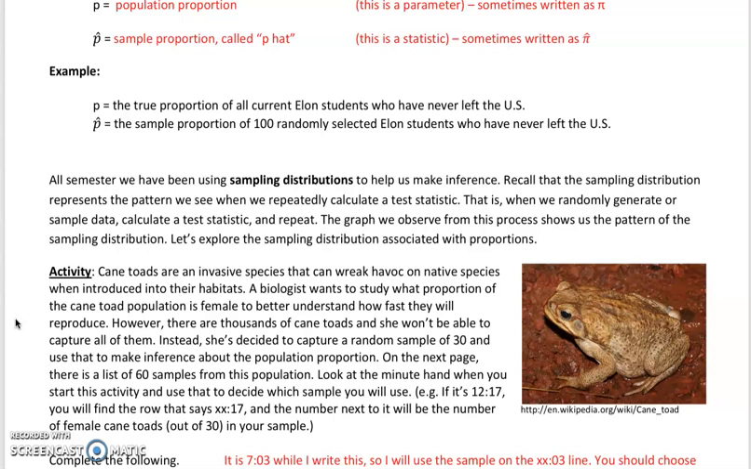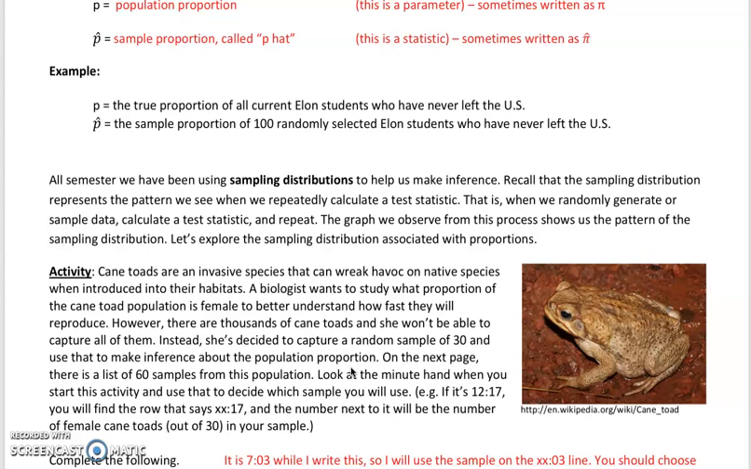So the way that we're going to do this is on the next page, I've got a list of 60 different samples that I've taken from this population. And so that everybody can take their own sample and go through this process on their own, I want you to look at the minute hand when you do this activity.